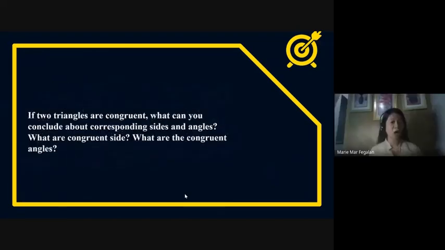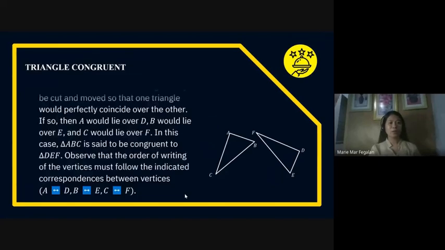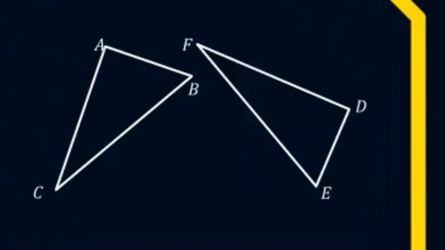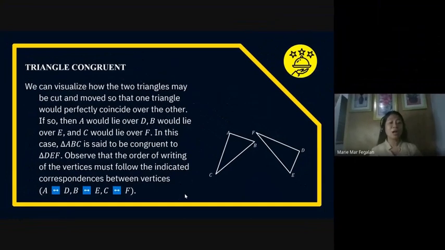If two triangles are congruent, what can you conclude about corresponding sides and angles? What are congruent sides and what are congruent angles? For triangle congruence, we can visualize how the two triangles on the left side may be cut and moved so that one triangle would perfectly coincide over the other. If so, then A would lie over D, B would lie over E, and C would lie over F. In this case, triangle ABC is said to be congruent to triangle DEF.